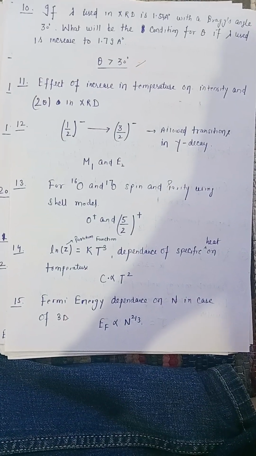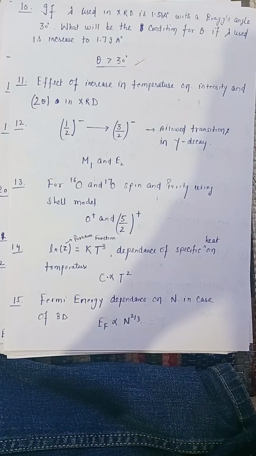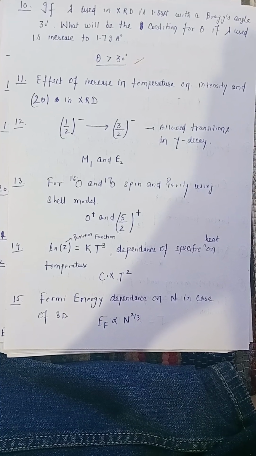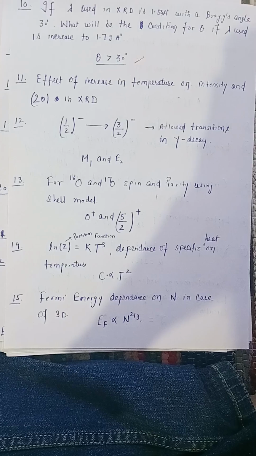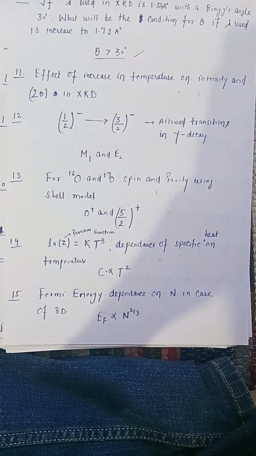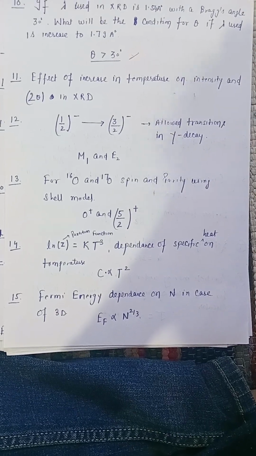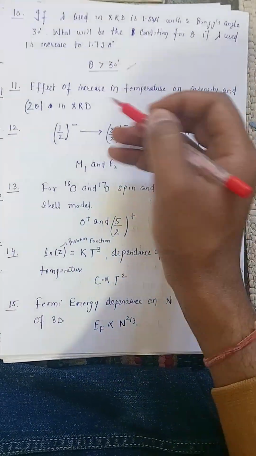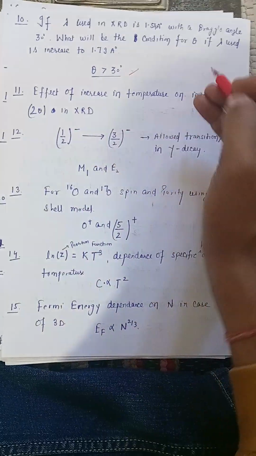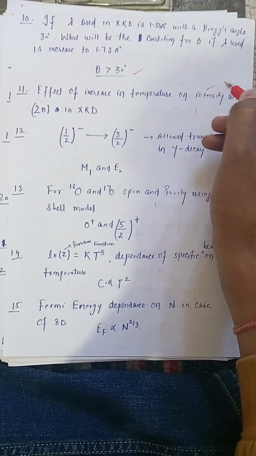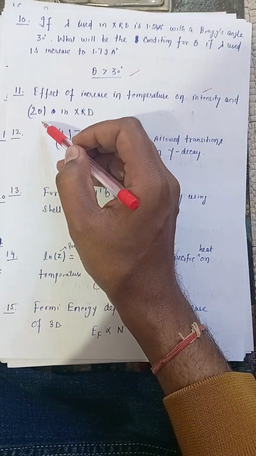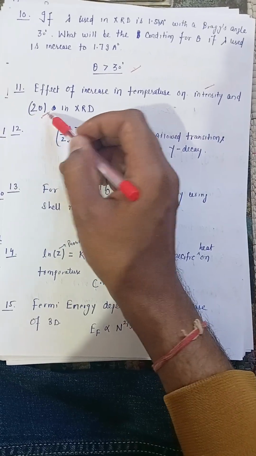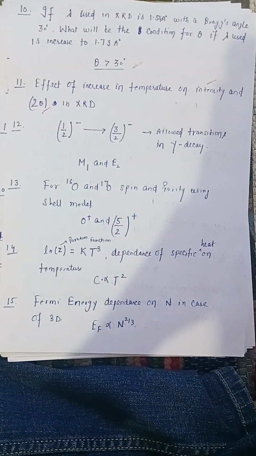Next, the effect of increase in temperature on intensity and 2 theta of the crystal for XRD. So its answer must be, first intensity will reduce and 2 theta will also reduce. So both will reduce.